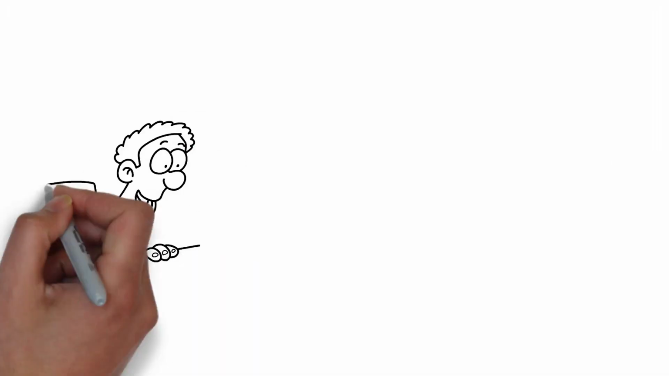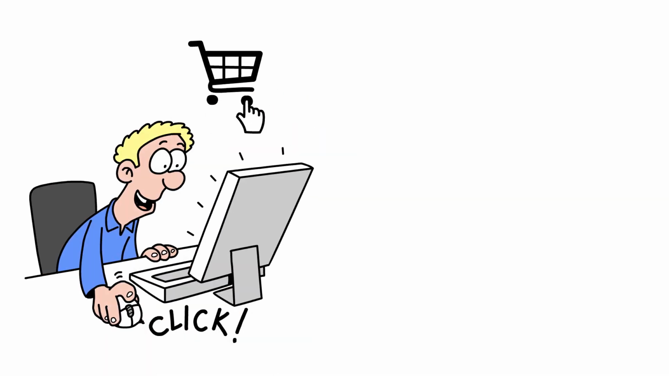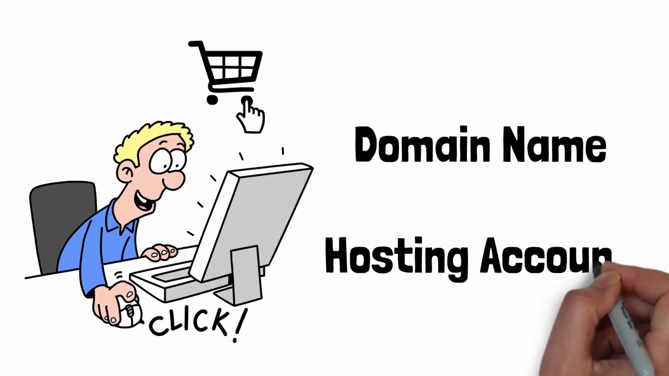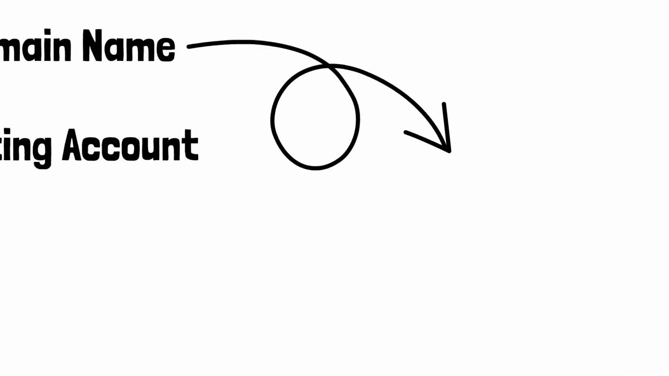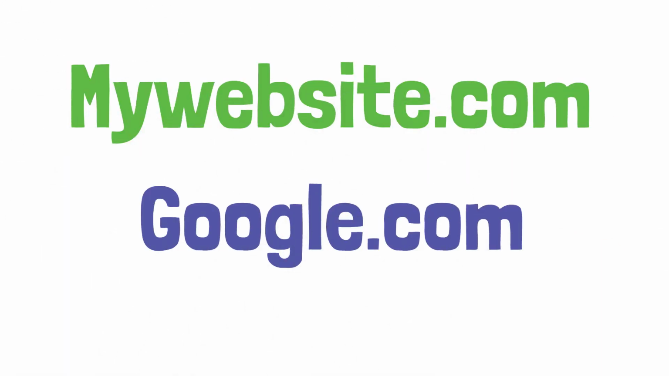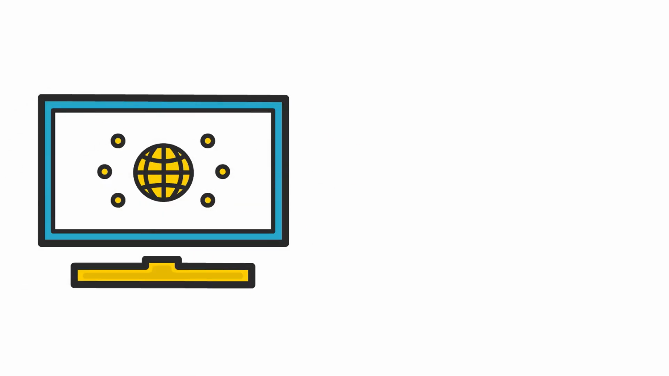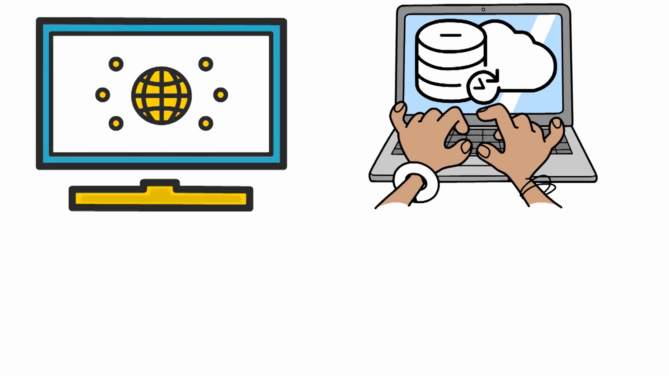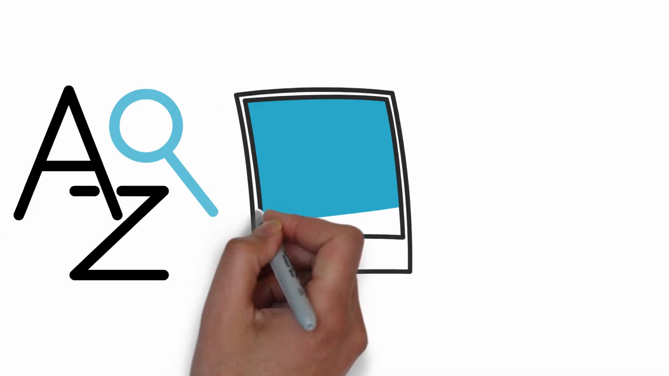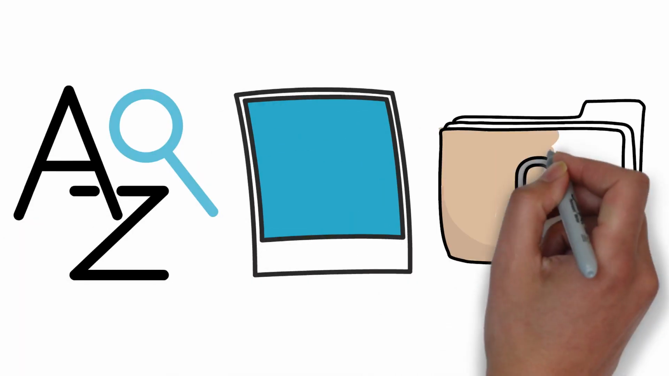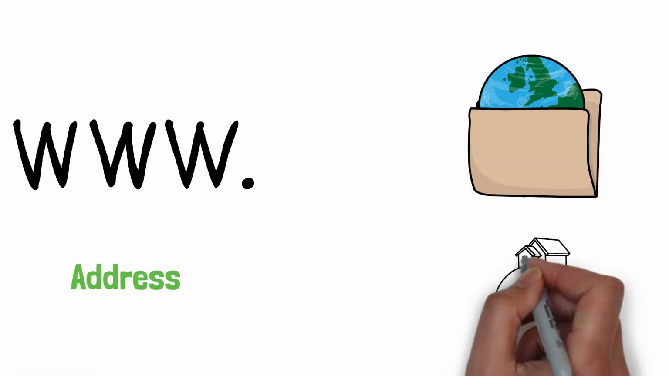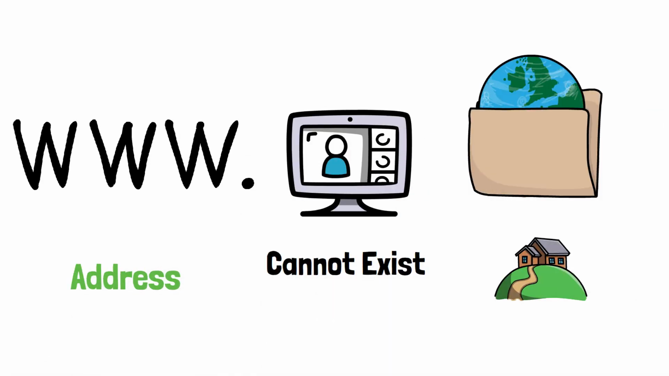Before creating any website, there are two essential things you need: a domain name and a hosting account. A domain is simply a website address. For example, mywebsite.com or google.com is what people type in the browser to search your site. Hosting, on the other hand, is where your website data is stored. Your text, your images, and all the files that make your website work. In other words, the domain is the address, while the hosting is the home. Without hosting, your website cannot exist.